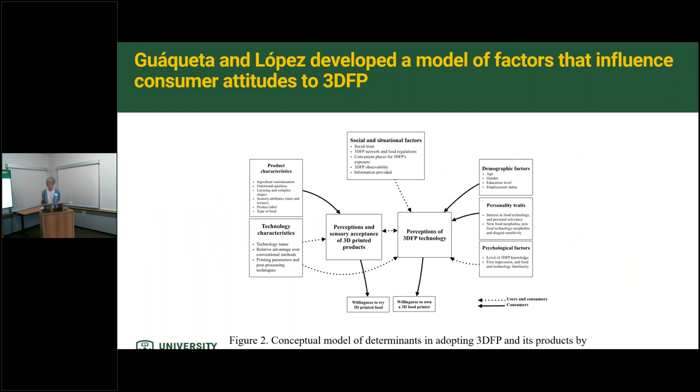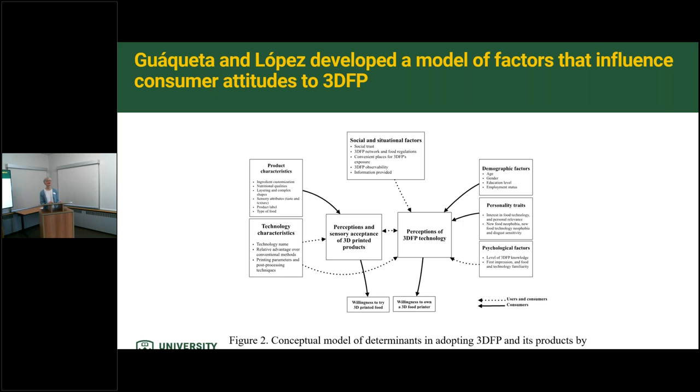Daniela and her colleague Laura Lopez developed a model of factors that reflect consumer attitudes to 3D food printing. And I apologize, this is very small, but I think the focus really here is the idea that in addition to those factors that were on the previous slide, there's so much else that's involved. So things even like age, gender, your employment status and your education level, and then also the product characteristics, the sensory characteristics of the food product.